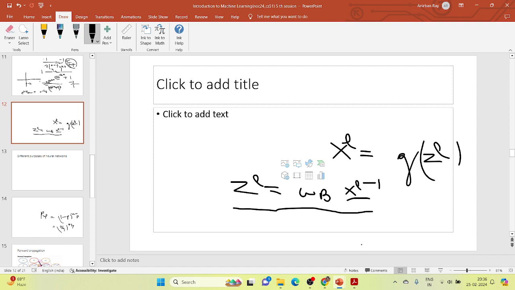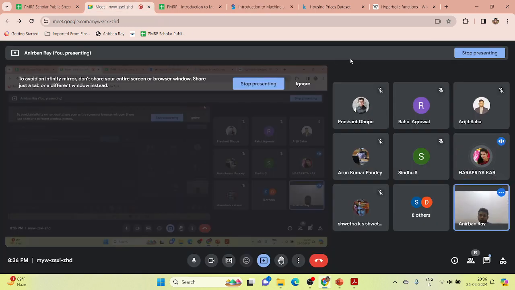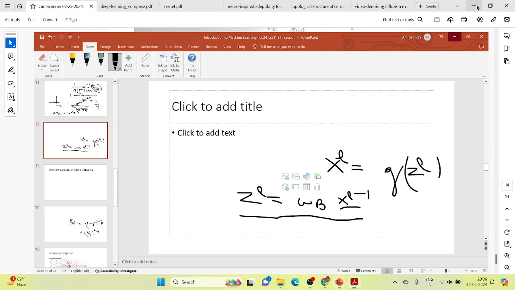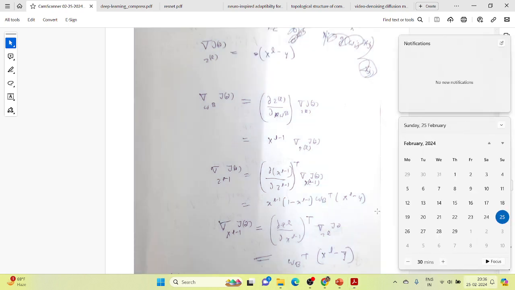Harapriya, you have understood this one? It's easy enough to understand. Not very hard actually. From that relation, I've got the value of this derivative. And del J theta with respect to ZL, I already know from here. So I know this one. It is not dependent on WA. These are the ones which get more complicated here.